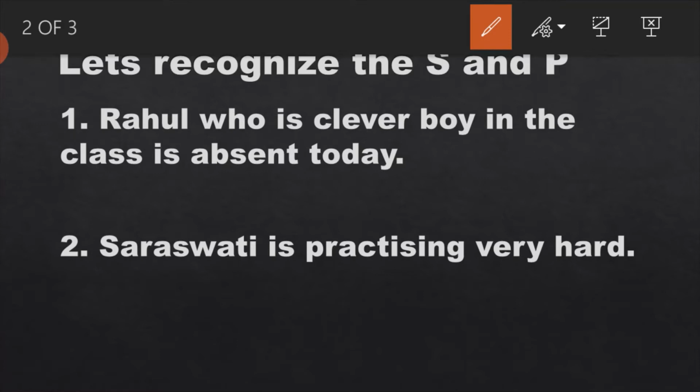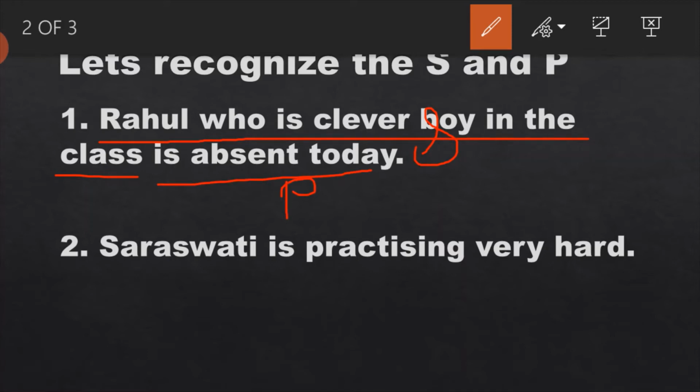Rahul, who is a clever boy in the class, is absent today. Who? So here the answer is Rahul, who is a clever boy in the class. So this is the answer of this who question, right? And therefore this entire part is the subject. And the rest part of the sentence, that is absent today, is the predicate. So this is the who part, and this is the what part. So the who part is the subject and the what part is the predicate here.